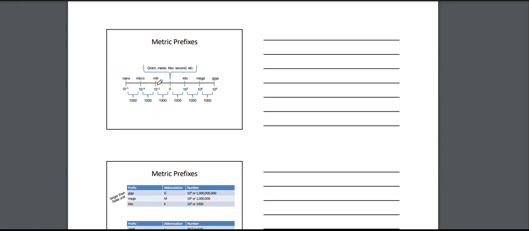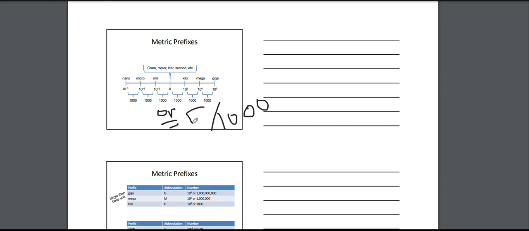Now, if you go from a milliliter to the base unit, let's talk about the liter since we said milliliter, then you'll have to multiply by 10 to the power negative 3, or you can divide by 1,000.